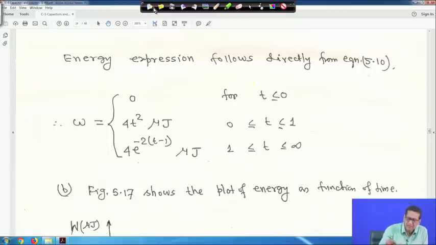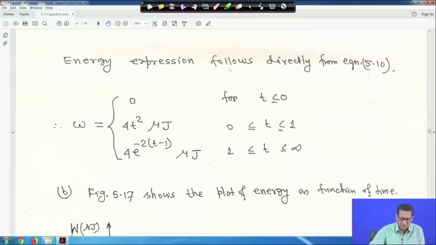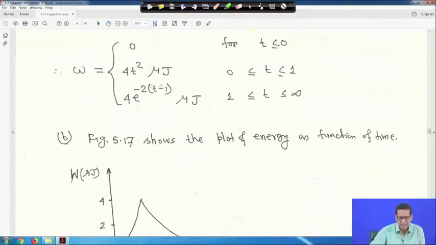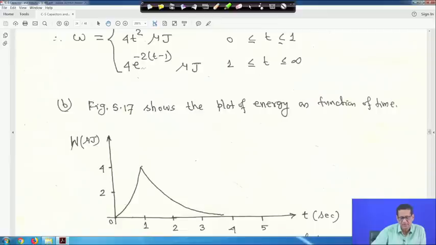Now, let me clear it. Figure 7 shows the plot of the energy function. One part is 4t squared microjoule, and its first part will be from 0 to 1. So, it looks like a parabola, and then 4 e to the power minus 2(t minus 1) microjoule, so it is an exponential decay.